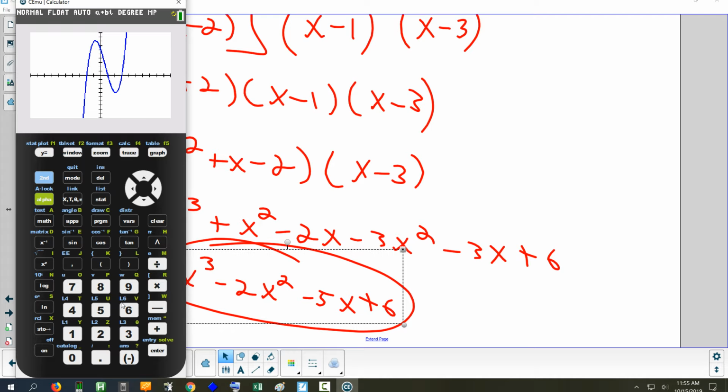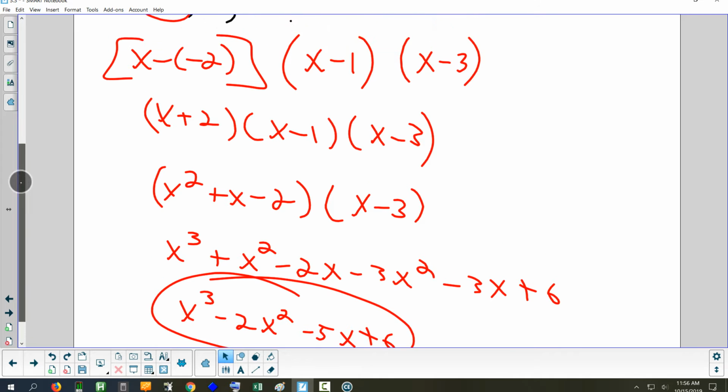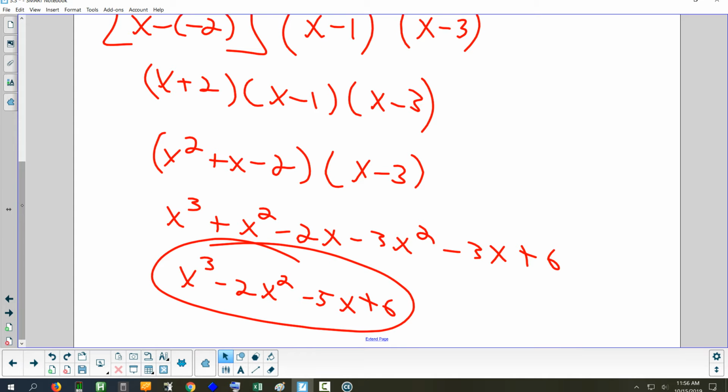Does it look like it crosses exactly where we want it? -2, 1, 3? Yep. Perfect. Okay. So that's the thing you have to remember: if you've got a number that's a root, x minus the number is a factor.